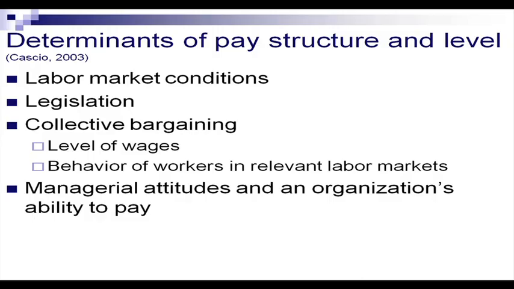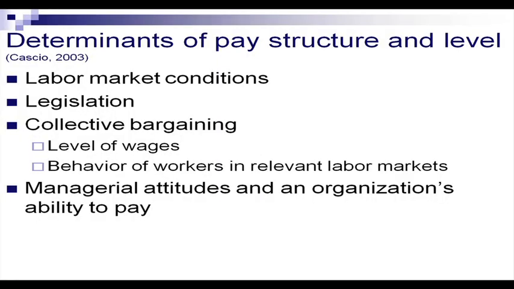The law will tell you that the minimum wage that has to be given to an employee in the manufacturing sector is X. So, the salary you determine for your employees cannot be less than that. That is legislation. Collective bargaining happens all the time.